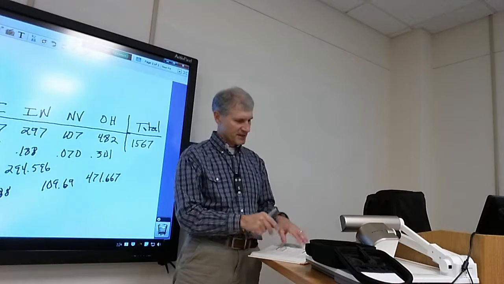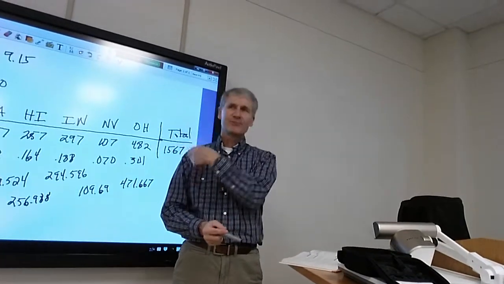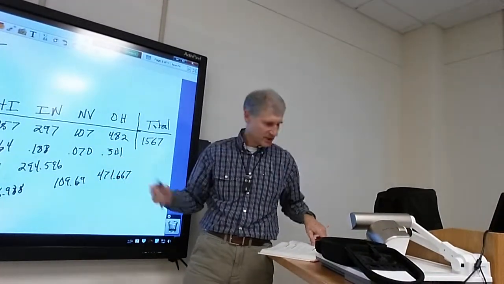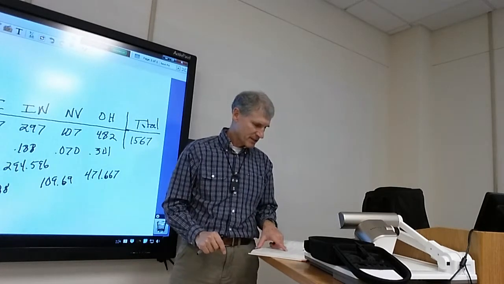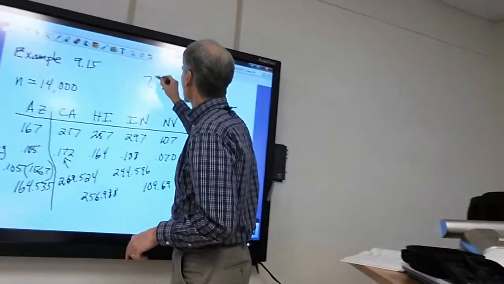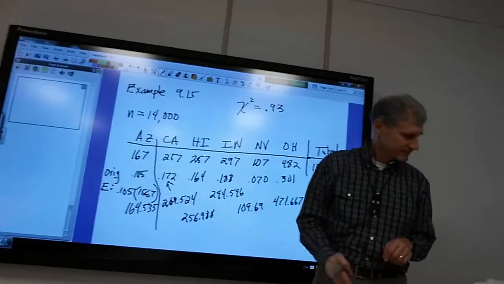There it is. It actually goes into the next example, example 9.16, where they give you the answer. Right? Here they give you these expected counts and then call it good. So the final value, the sum of the 6 values, is the chi-square test statistic, and that is chi-square equal 0.93.